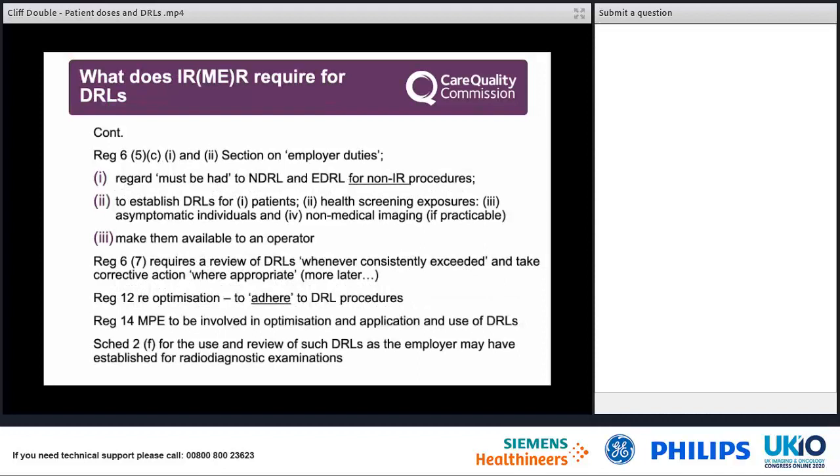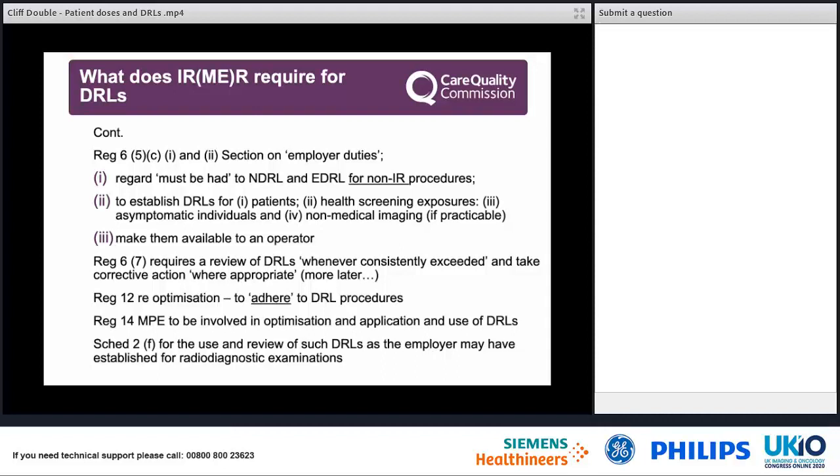So further on in the IRMER regulations, we find DRLs mentioned elsewhere in the section on employer duties, Regulation 6. Regard must be had to national and European DRLs for non-interventional procedures. And you're to establish DRLs for patients and health screening exposures for asymptomatic individuals and for non-medical imaging, if that's practicable, and to make them available to an operator. Later on in the same regulation, it requires a review of DRLs whenever consistently exceeded and to take corrective action where appropriate, and we'll be talking a little bit more about that later.